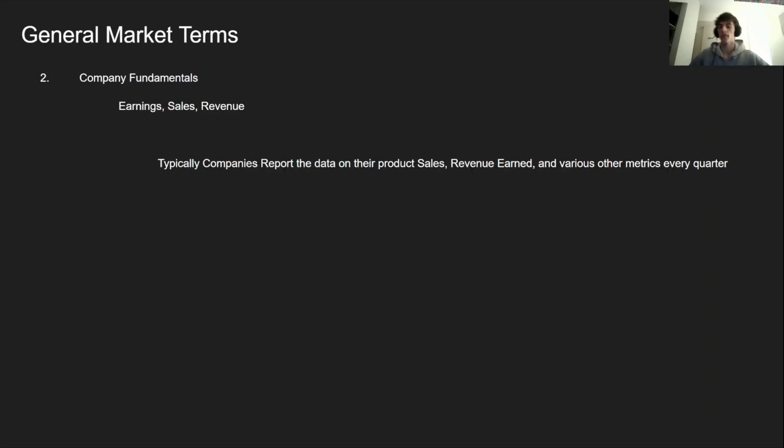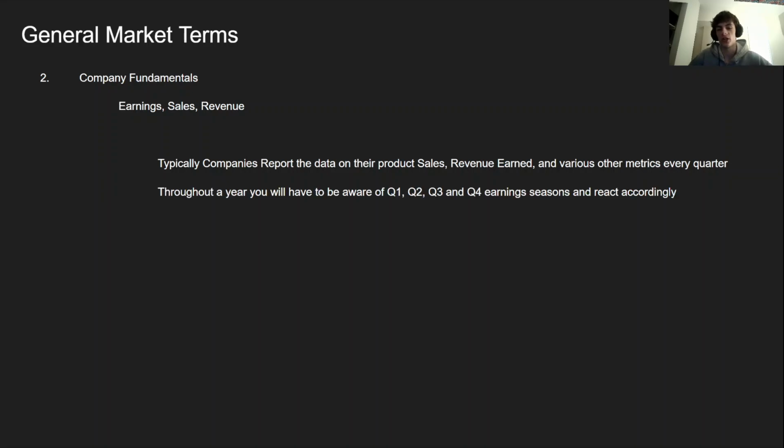And so, moving on with market terms, company fundamentals is going to be earnings, sales, and revenue. So typically companies report the data on their product sales, revenue earned, and various other metrics every quarter of the year. So throughout a trading year, you'll need to be aware of quarter one, quarter two, quarter three, and Q4 earnings seasons, and then be able to react accordingly and sort of plan around those.